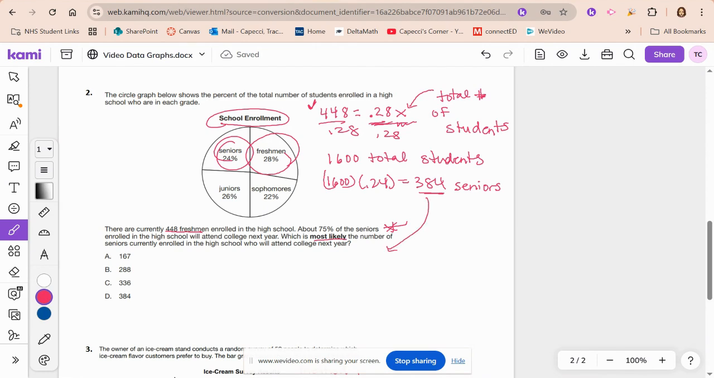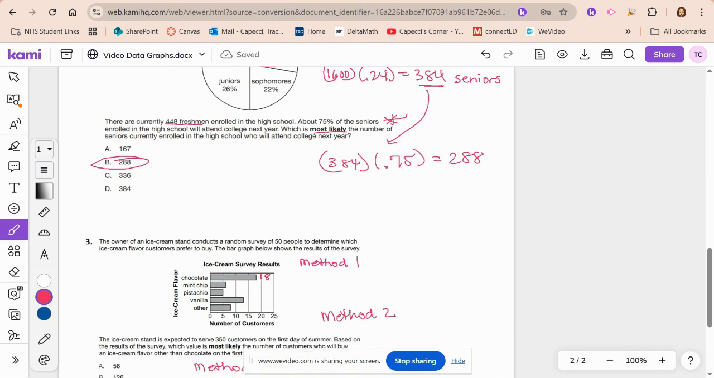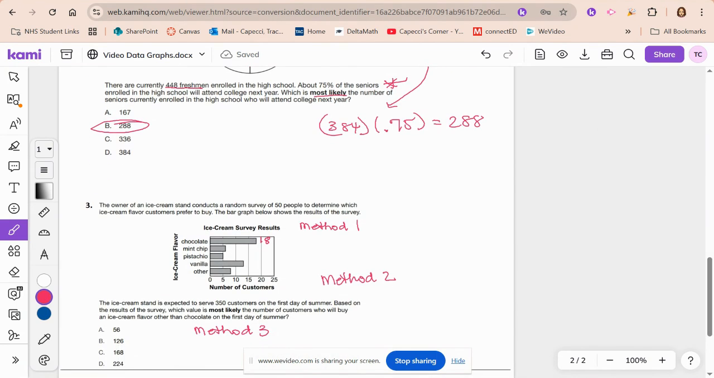So we're going to take that 384. That's the number of seniors. And we're going to multiply that by the percent, which is 75% going to college. And we get 288. I'm looking for my answers, and I do have exactly 288 seniors will go to college next year. Okay, let's take a look at one more.